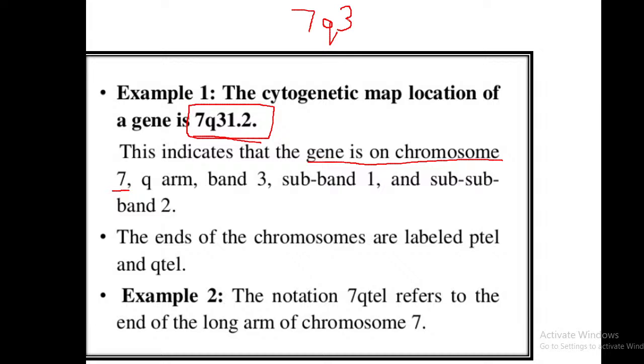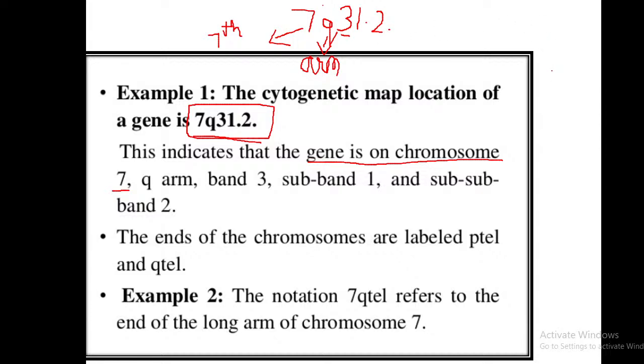3, 1.2 point. Now the first one is 7. 7 means 7th chromosome, right? Number 7. If it were 8 here, then that means 8th chromosome. Then Q means long arm. Q arm. Q is the arm of the chromosome. That means the long arm. Then 3 means the band.